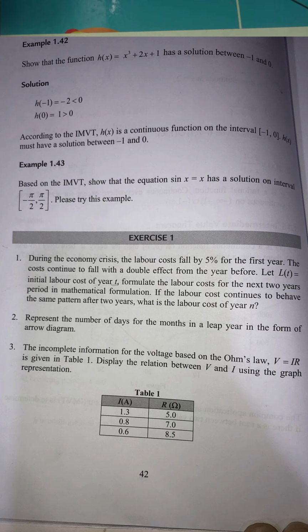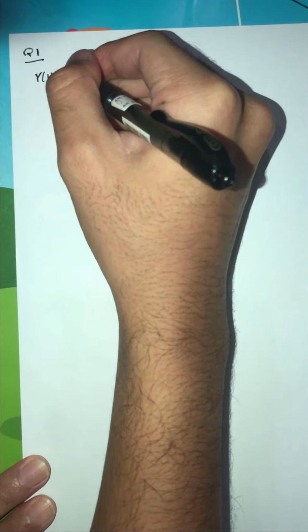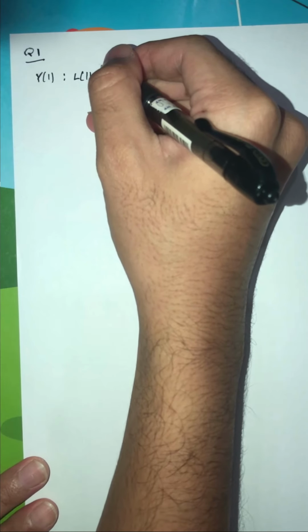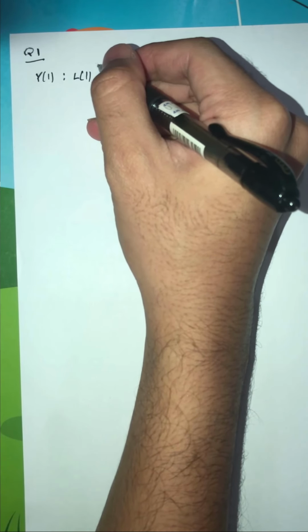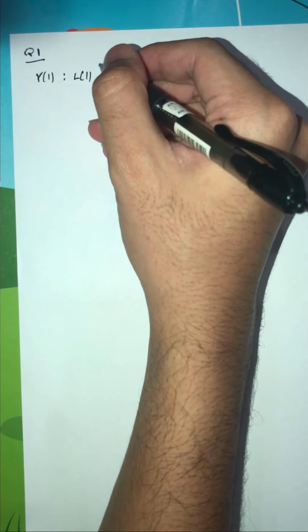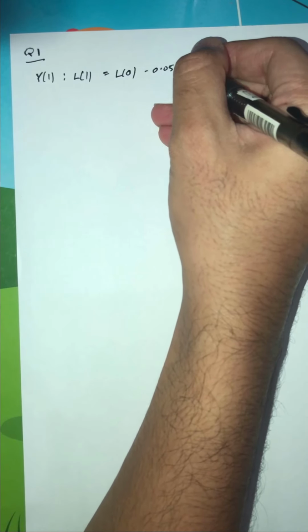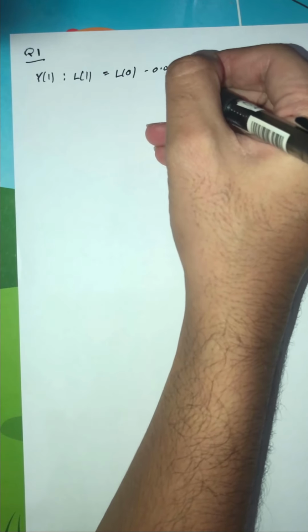So, year 1, I'll label it as year 1. So it will be L1, right? Instead of LT, since this is year 1, T is equal to 1. L1 is equal to L0 minus 0.05 times L0. Why is this?